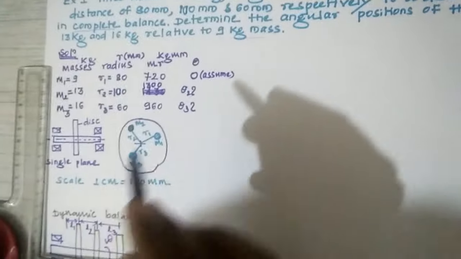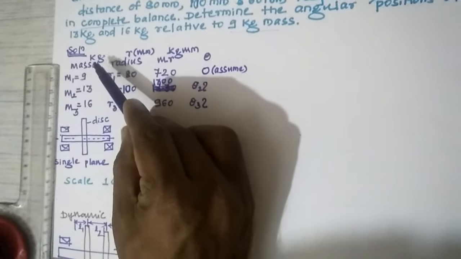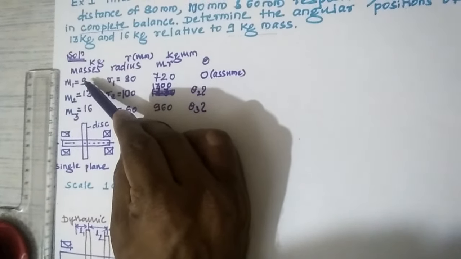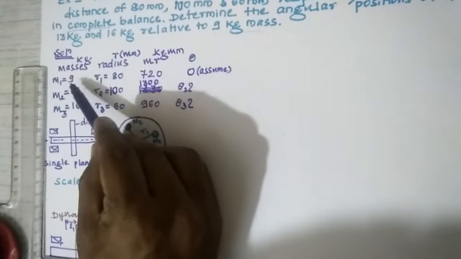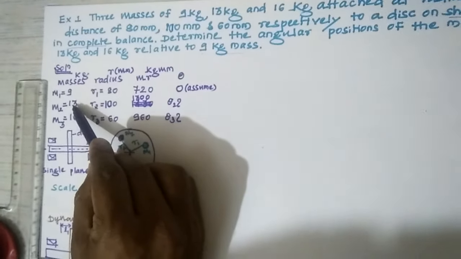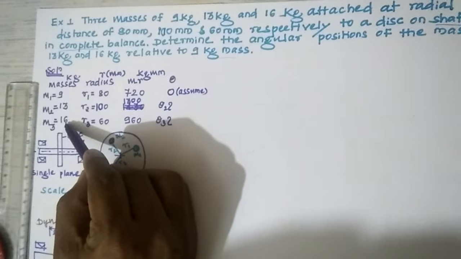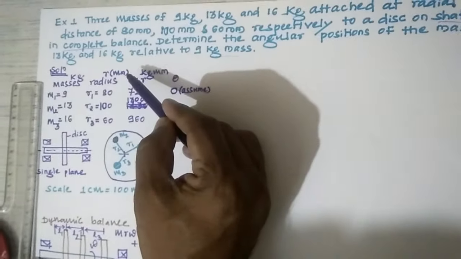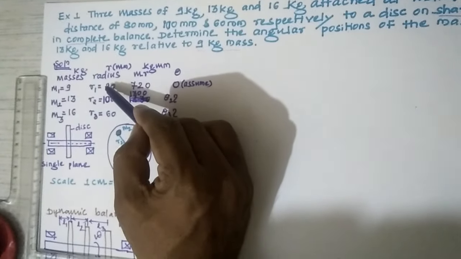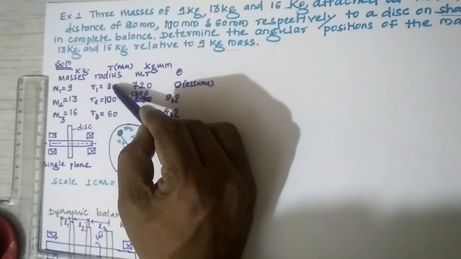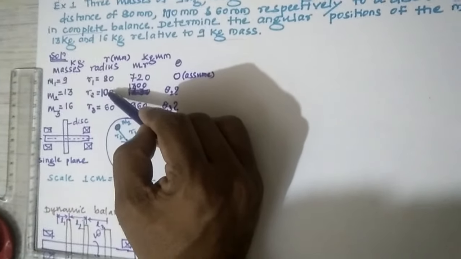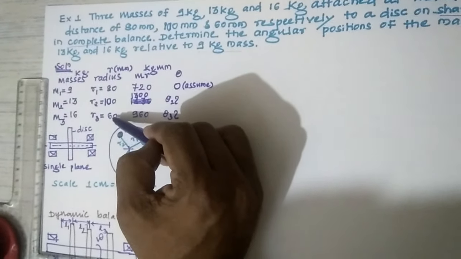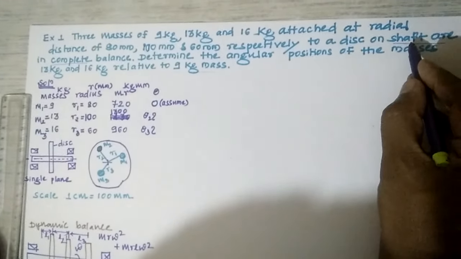In this case, what is given is three masses. I will take M1 as 9 kg, M2 as 13 kg, M3 as 16 kg. At the same time, they are given radial distances from the shaft, that is 80 mm, 100 mm, 60 mm. One more thing is given, that the shaft is in complete balance.